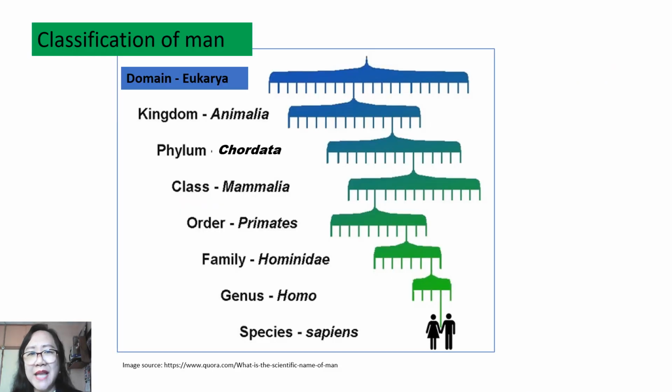This time we will classify man. So domain Eukarya, kingdom Animalia, phylum Chordata, class Mammalia, order Primates or Primata, family Hominidae, genus Homo, species sapiens. So the scientific name of man is Homo sapiens. And based on the illustration, you can see here that domain is the broadest and species is the least in the classification system.